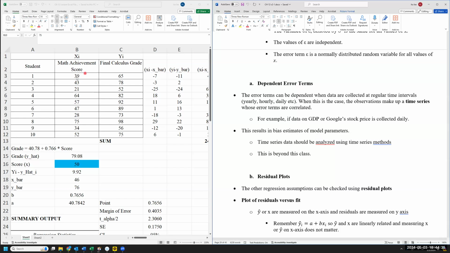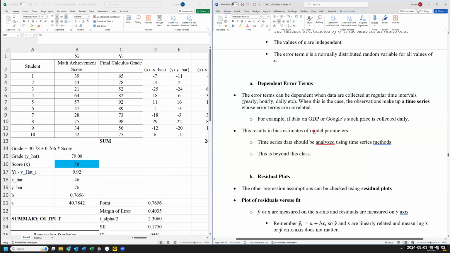And that means everybody's errors are correlated. One of these dependent error term issues arises when you have time series data. What is time series data? It's when you have data collected through time at regular intervals: yearly, hourly, daily, by the minute, by the second.